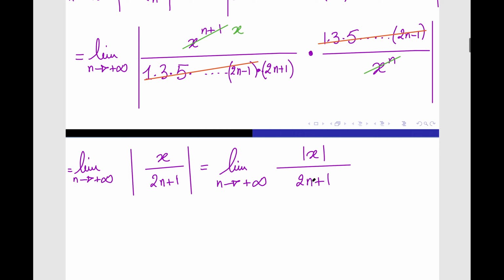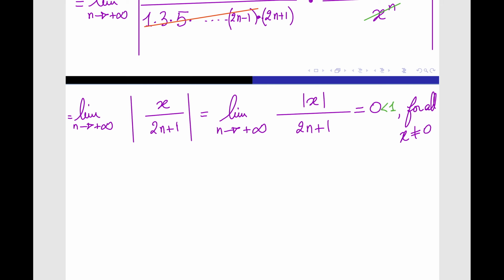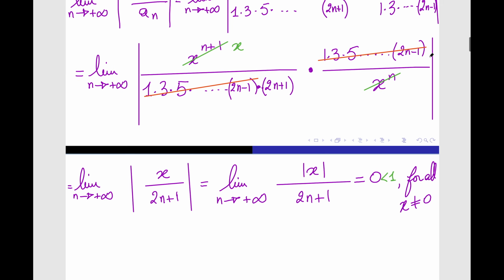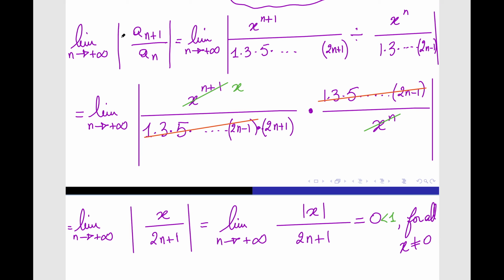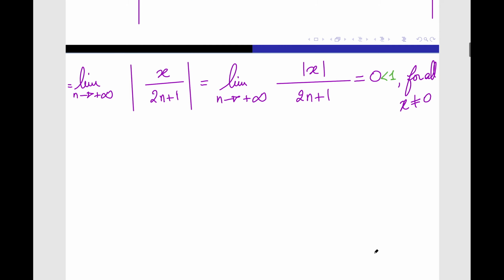Because we isolated the case when x is 0, where the series is actually convergent, it's actually 0. And what do you know about 0? Isn't it less than 1? So this means that the limit of this ratio is smaller than 1 for all x different than 0. What does it mean? That the series is convergent for all x different than 0. In fact, absolutely convergent by the ratio test, right?